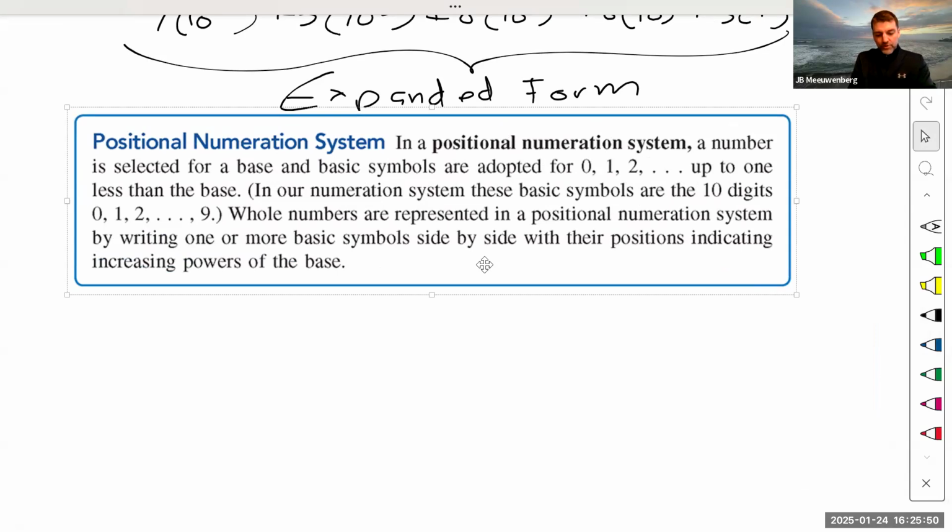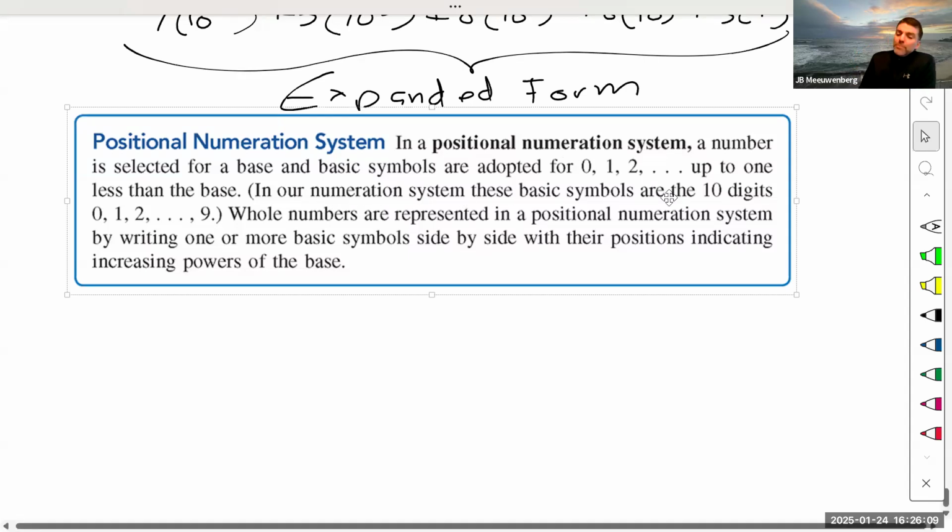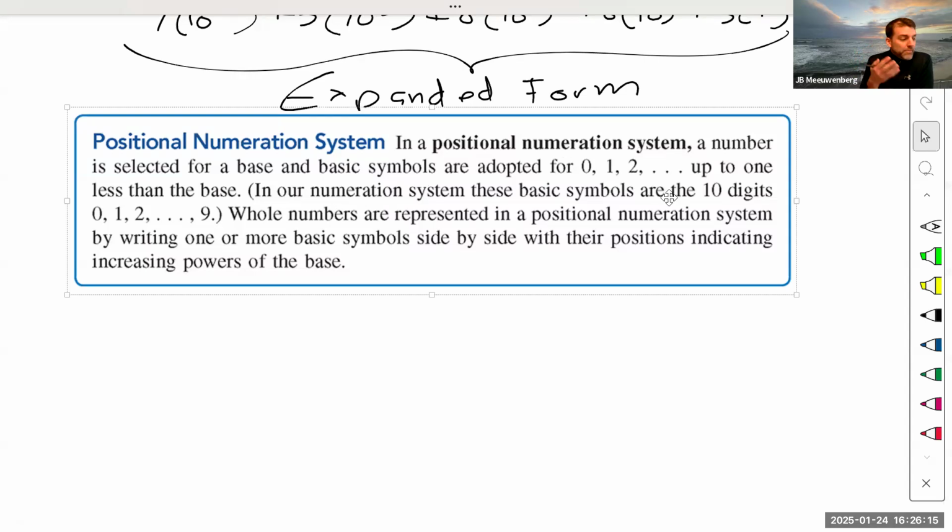The very first one we introduced, I don't even remember. Oh, the Egyptian, right? Egyptian and Roman were additive positional numeration systems. You can see the official definition here, right? A number is selected for the base, 10 in this case, and symbols up to 1 less than the base, right? And so if you're base 10, the symbols that you use go up to 9.